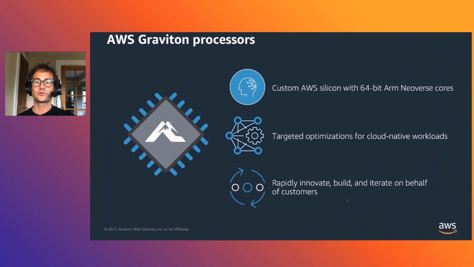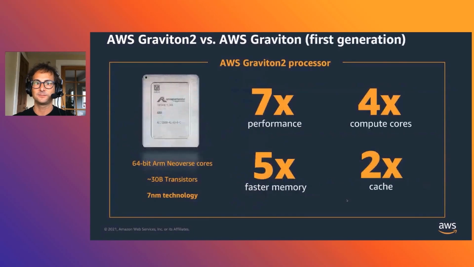So the Graviton processor is a custom AWS piece of silicon based on the 64-bit Neoverse cores. So that's the ARM architecture that we use on a server processor. And it's targeted specifically for cloud-native workloads. AWS has started a brand new range of in-house designed processors to be able to rapidly innovate, build, and iterate based on customer feedback, and to make those processors specifically targeted to what our customers are doing.